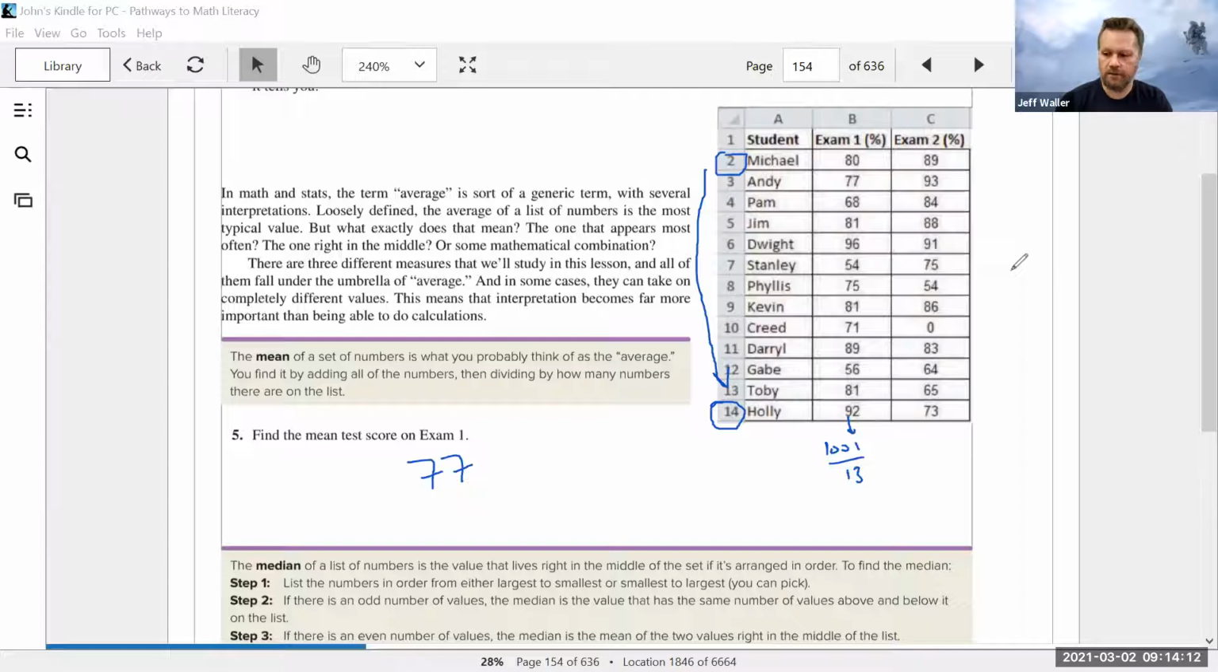Yeah, there we go. So this one, if you add them all up, you get 945, right? When you divide by 13, so this is exam 1, 77. Exam 2 is 72.69. I love it. Is everybody with me on that? Anybody not get that? Are you guys okay out there?